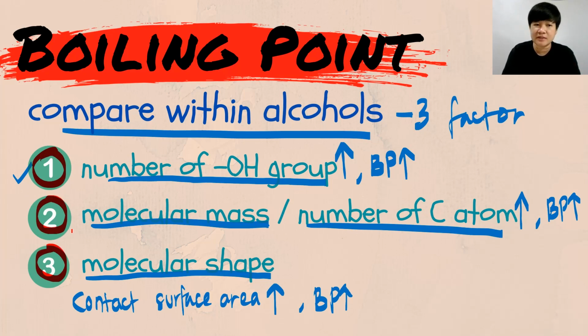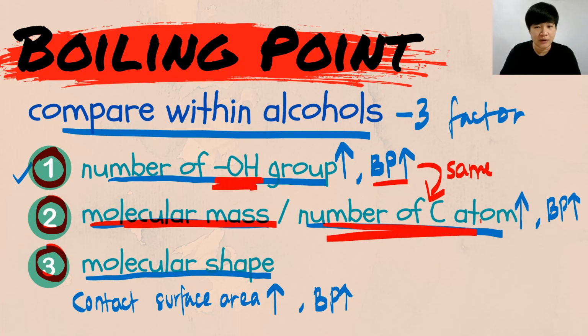In other words, the first thing that you check is the number of OH group. The higher the OH group, the higher the boiling point. If the number of OH group is the same, then only we move to the number of carbon, or the molecular mass. Last but not least, if the number of carbon or the molecular mass is the same, then only we look at the molecular shape. Then only we compare the contact surface area, whether they are cyclic, straight chain, or branched.